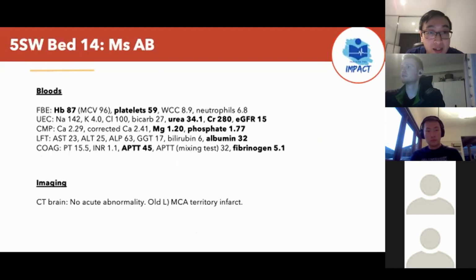So let's get back to the case. These are her admission bloods. I think the things to hone in on are that she's anemic and she's thrombocytopenic.